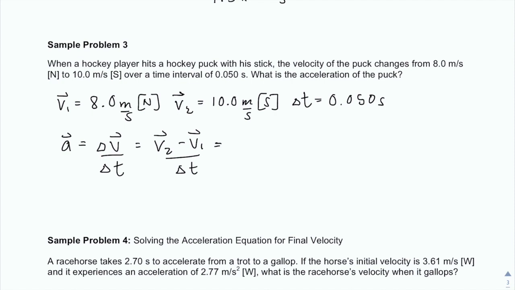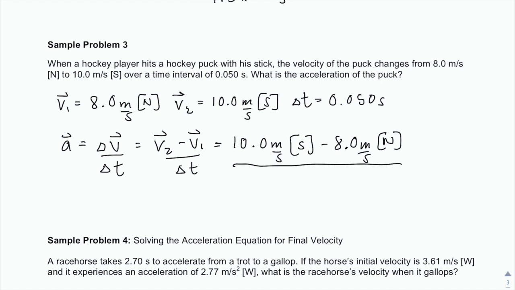Make sure you put them in the correct order. So we have 10.0 meters per second south minus 8.0. Make sure you put in your direction. Minus 8.0 meters per second north, divided by 0.050 seconds. Before you proceed to punch this into your calculator, you have to pay attention to the direction.